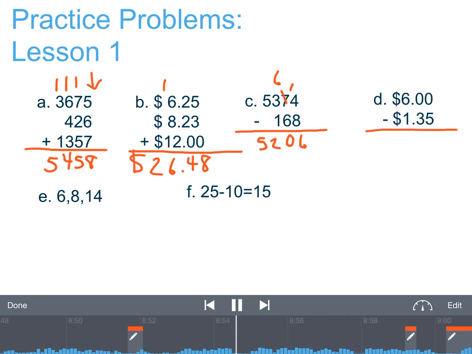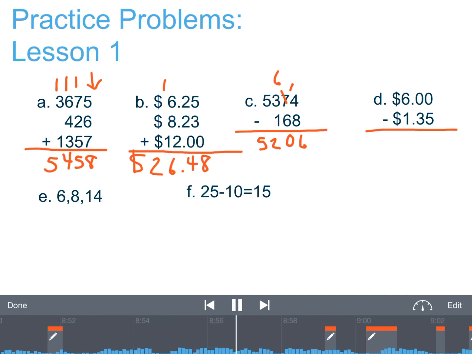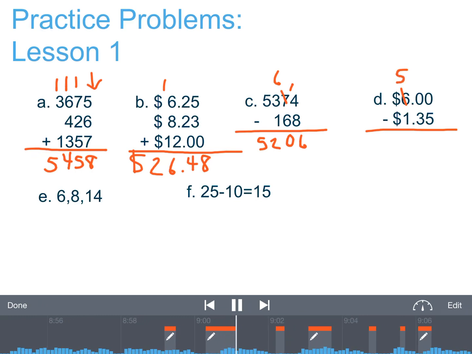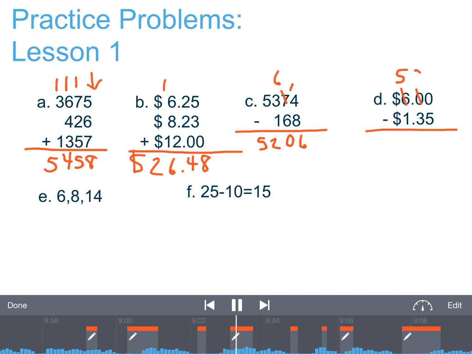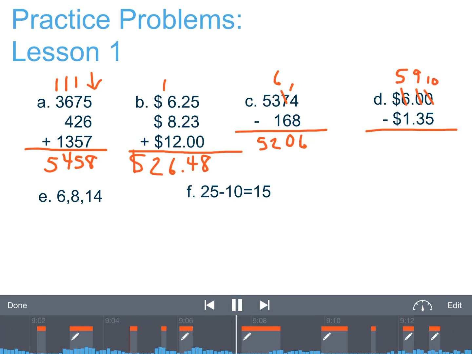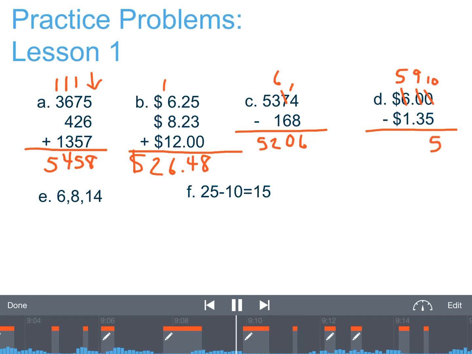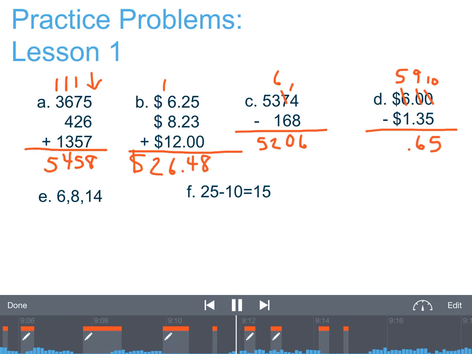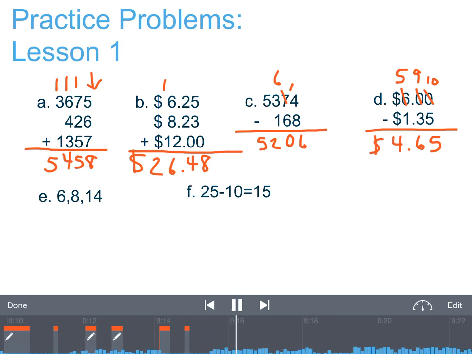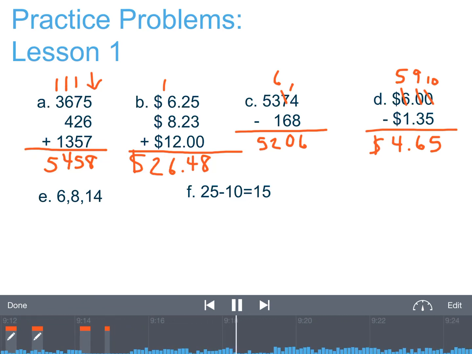All right. Last subtraction problem. Again, I am going to need to go next door and borrow 10 more. And I end up with $5 plus 90 cents plus 10 cents. So I'm being very careful to put it under. And then always put your dollar sign because that's a unit.